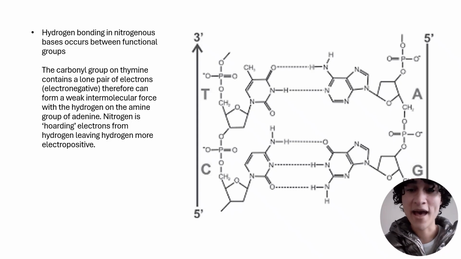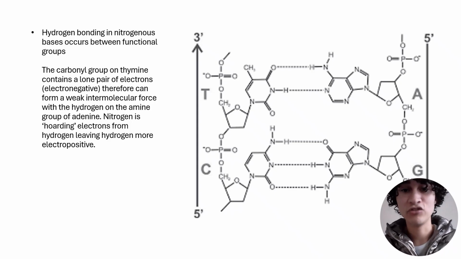But anyway, going back to understanding this two-dimensional cross-section, if you look at adenine and thymine, you can see that the carbonyl group on the thymine is hydrogen bonded with the amine group on the adenine. So that oxygen on the carbonyl group is acting as the hydrogen acceptor. Okay, and we know that because oxygen is going to be electronegative.